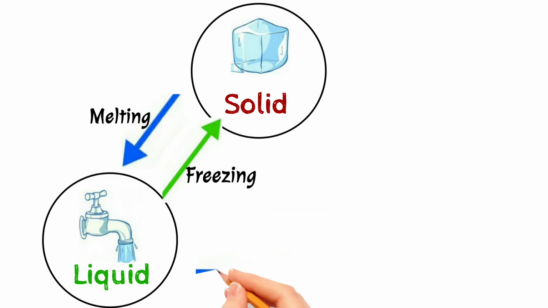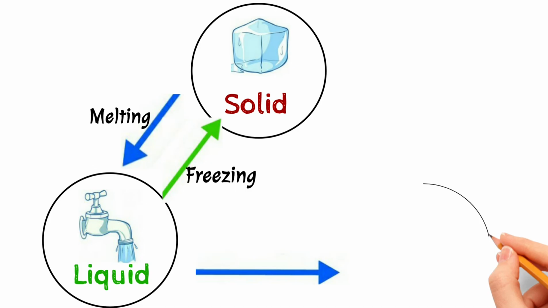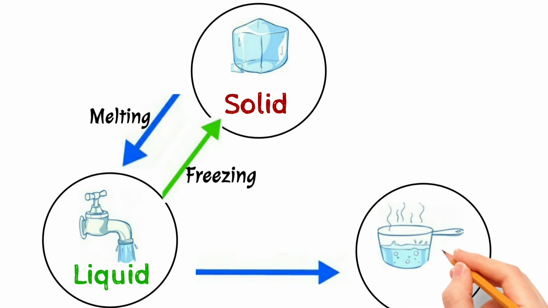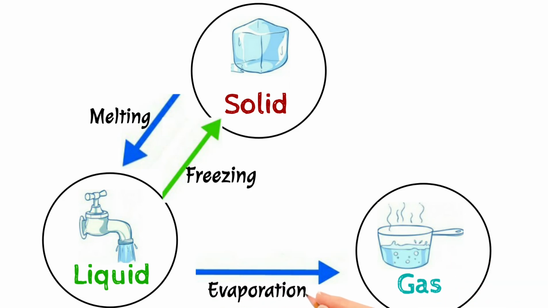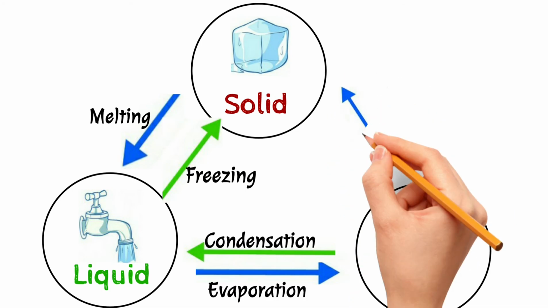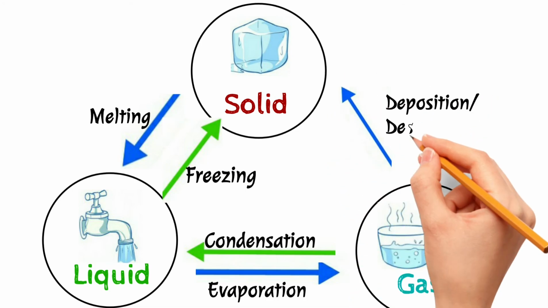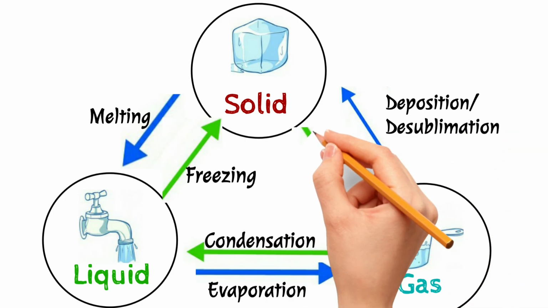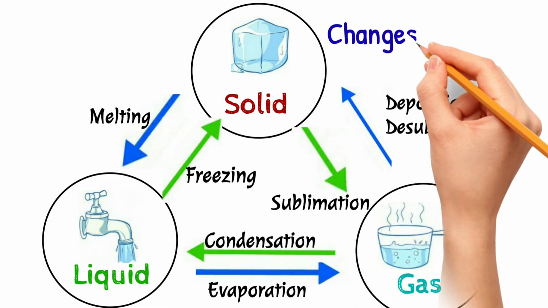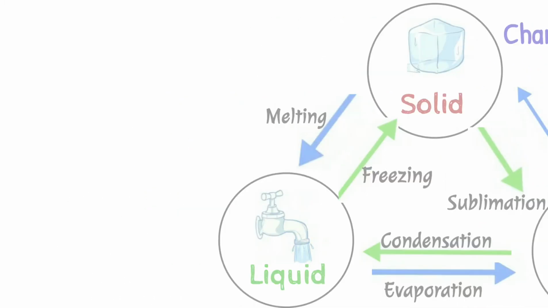And when liquid changes into gas, the process is called evaporation. And when gas changes into liquid, the process is called condensation. When gas changes into solid, it is called deposition or desublimation, and when solid changes into gas, it is called sublimation. So these are the changes of states.